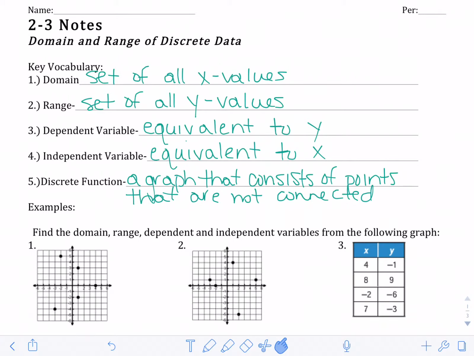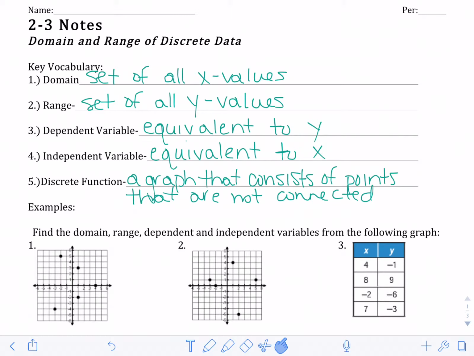Alright, this is 2-3 notes: domain and range of discrete data. So, new vocab. Domain is a set of x values. Range is the y values. Next we have dependent variable. That's just the same thing as your y. It's equivalent to the y. And independent variable, which is equivalent to x.